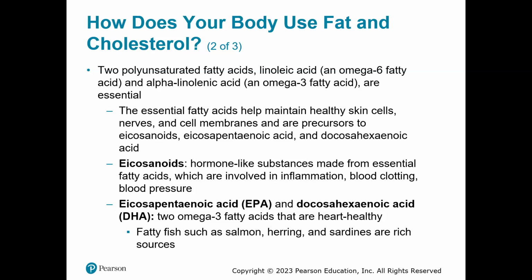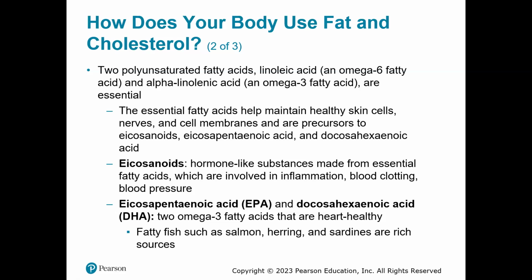These two particular essential fatty acids maintain our healthy skin and nerves and cell membranes. They're an important precursor to other molecules that we need for our body and our brain health. So we use them to make eicosanoids, which are hormone-like substances involved in inflammation, blood clotting, and blood pressure regulation. And then EPA and DHA are omega-3 fatty acids that are heart healthy.